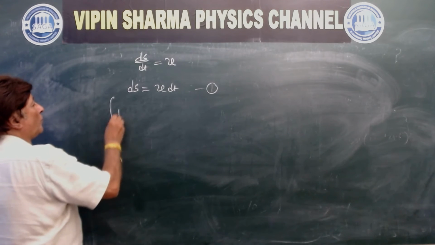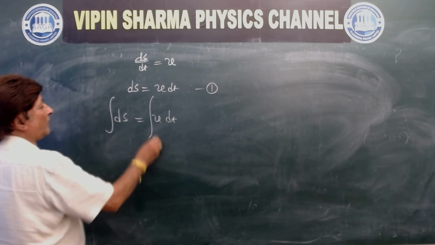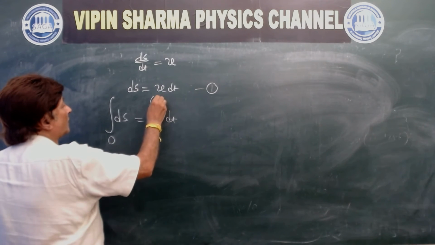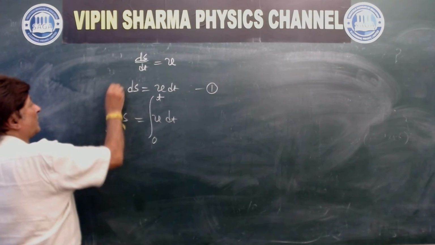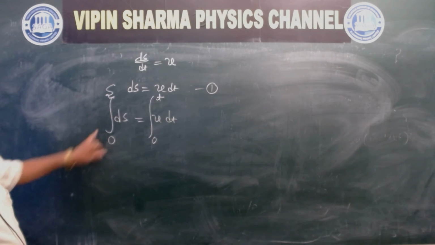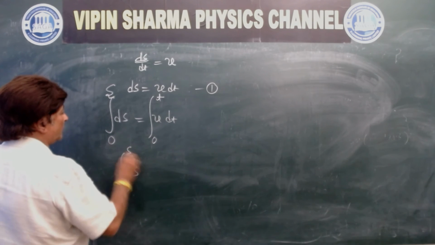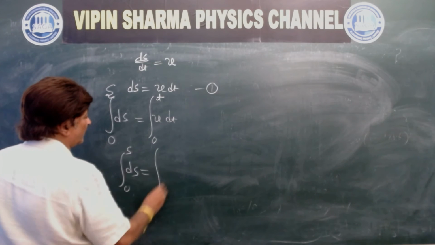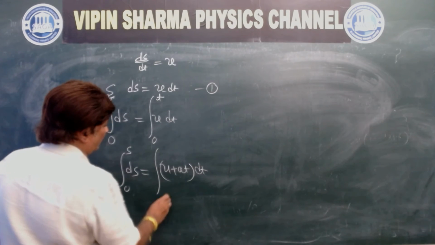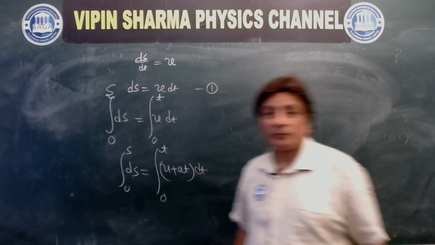Integrating both sides with proper limits. When time is 0, displacement is 0. When time is t, displacement is s. Right? Integration of ds from 0 to s equals integration of v, that is u plus at, into dt from 0 to t.